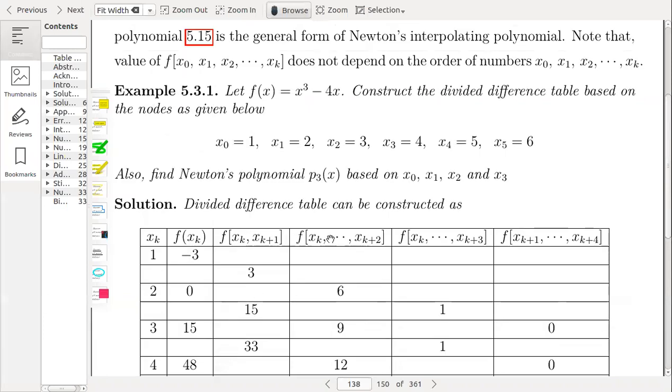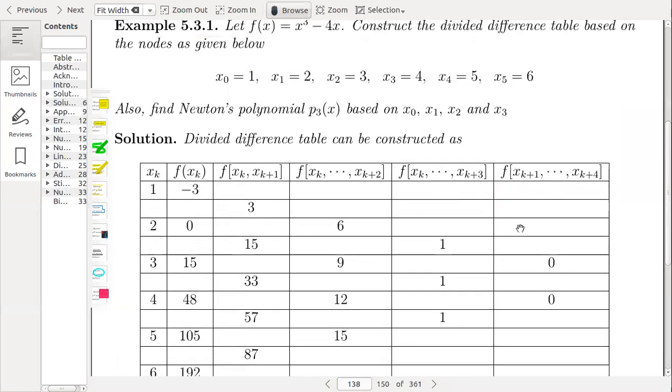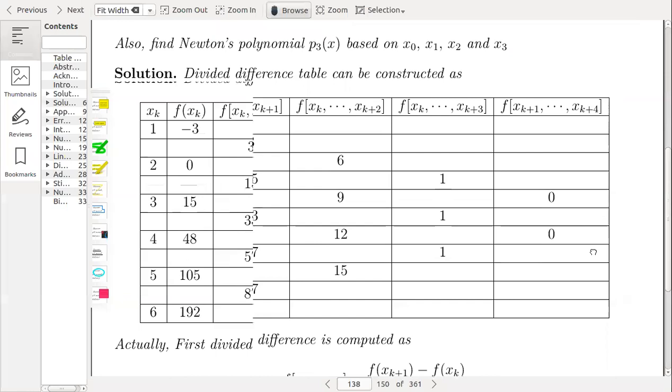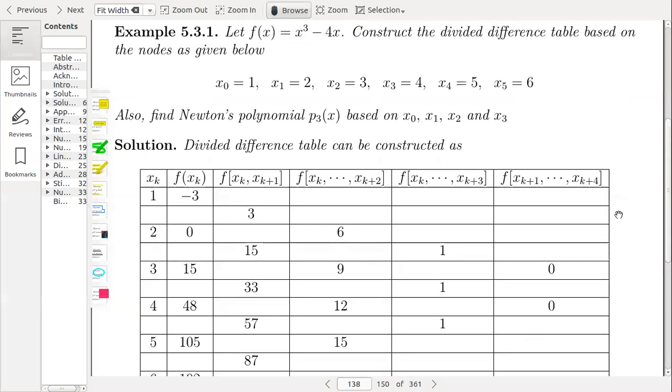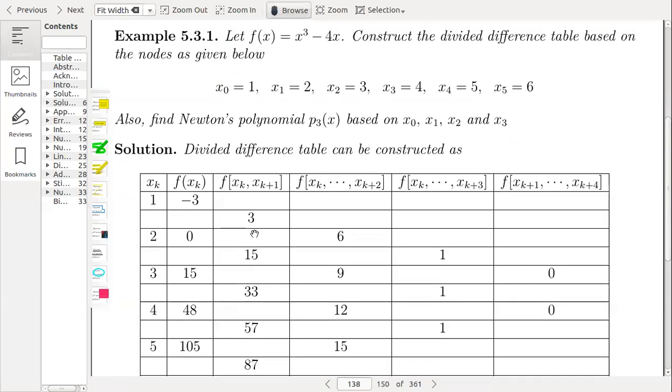1, 2, 3, 4, 5. Okay. So we can go up to xk plus 1 to xk plus 5, but we have stopped here because we have gotten the values zeros. Okay, how we can calculate this first divided, zeroth divided difference? We can start this one.